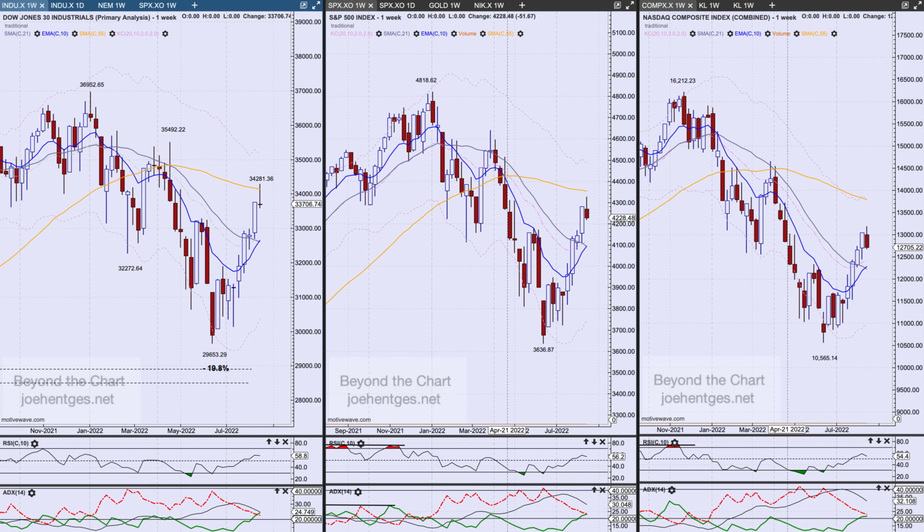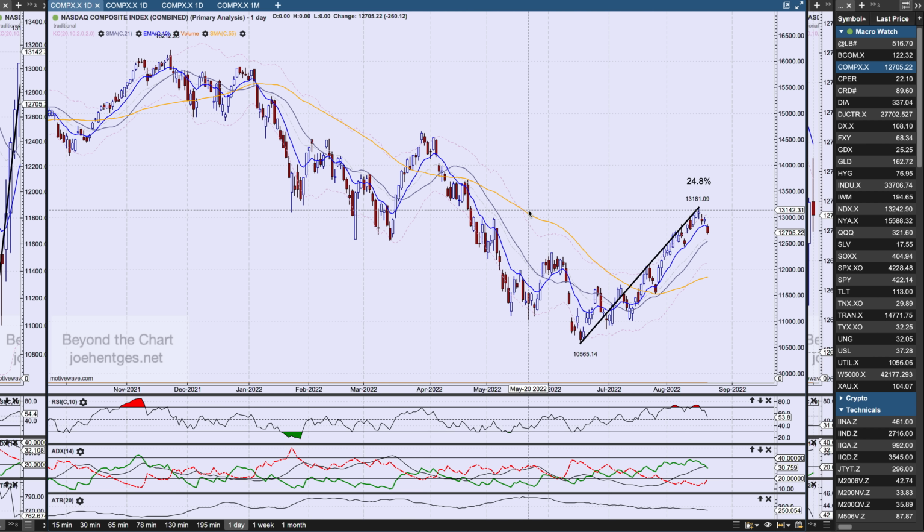All right, let's go back to the home page. We're going to take a look at the Nasdaq Composite. This is what I call my moving average view, where I have all my indicators, moving averages, and all the technical things I look at on the price chart of any index or instrument, stock, ETF. So this is the picture on the Nasdaq Composite. Here's the low that occurred in June, and here's the intraday high that occurred this last week. And yes, it's up 24.8% off that June low.